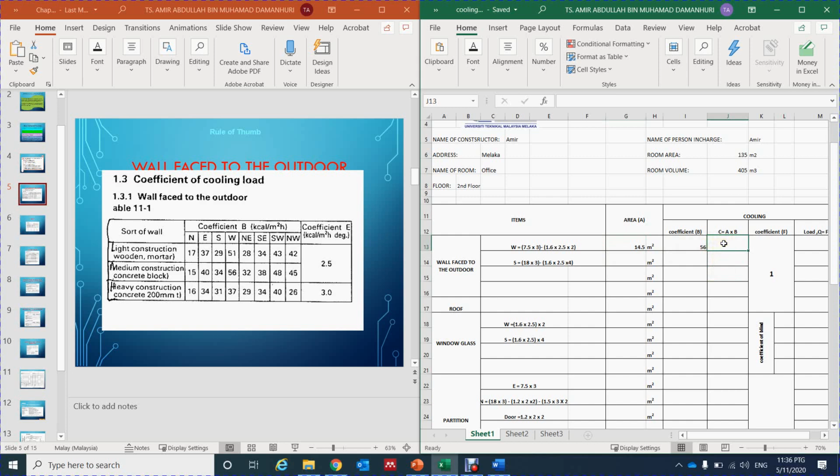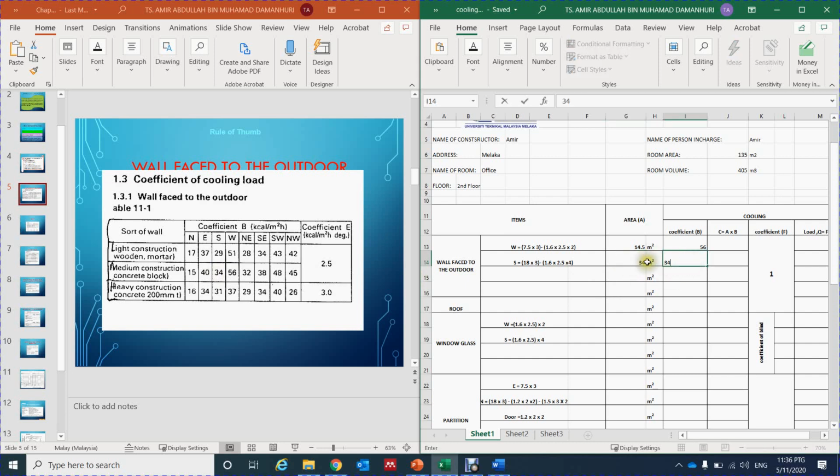Since I separate it into several parts, after you put the value here, we can directly just drag here, then we know how much the value is. Then the next one refers to the south. South is here, 34.